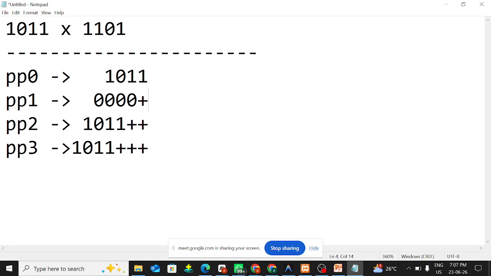you need to add zeros. How to add zeros? Look here, you need to shift. For the first partial product you need to have four zeros. For the second you should add four zeros. Wait, I will show how to add, because you can't observe this zero here.